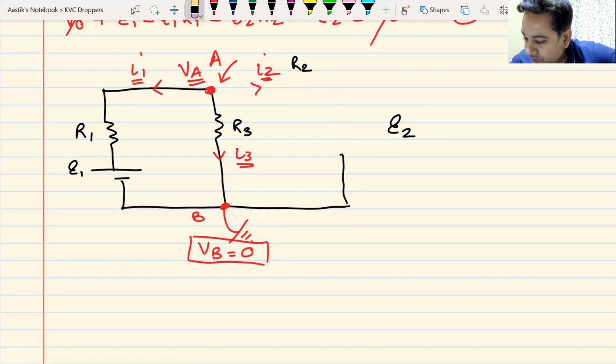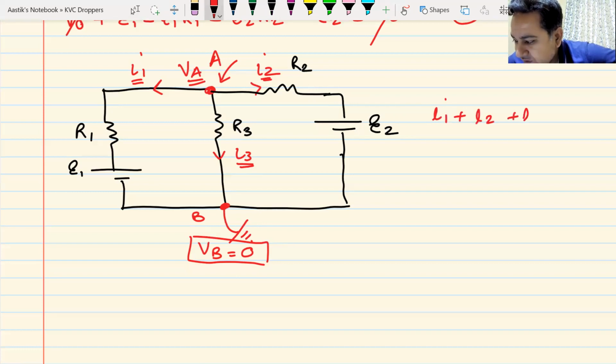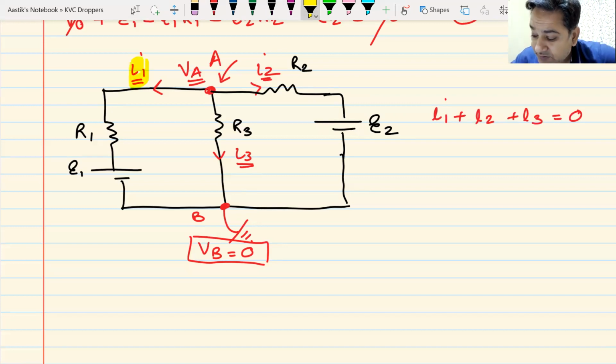Negative sign will come. So what I'm going to do is make the same thing here, and the concept still remains the same. I1 plus I2 plus I3 has to be equal to 0. Now, what is the value of I1? That is the concern. Now, I'll just write the value of I1 here. What is the value of I1?